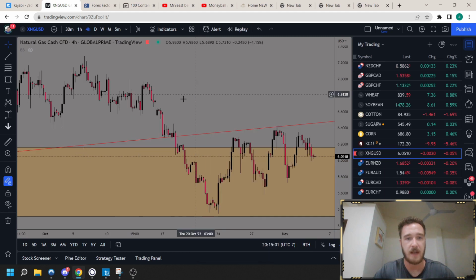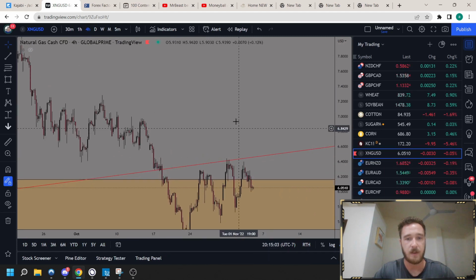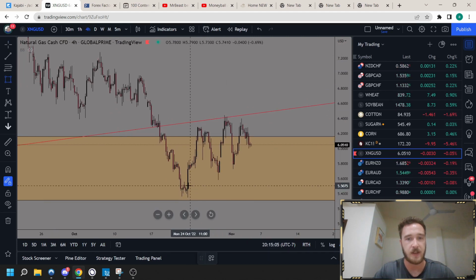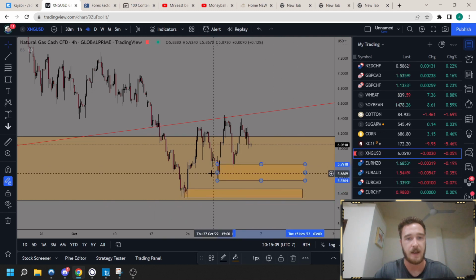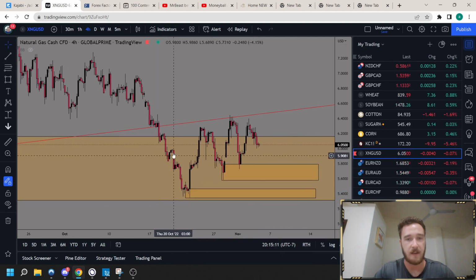We go down to smaller time frames, and that's when we can start timing our entries for buying opportunities once we see the buyers stepping in, right? Removing these smaller time frame supply zones, making higher highs, and then buying inside these demand zones. That's how we would enter our trade.